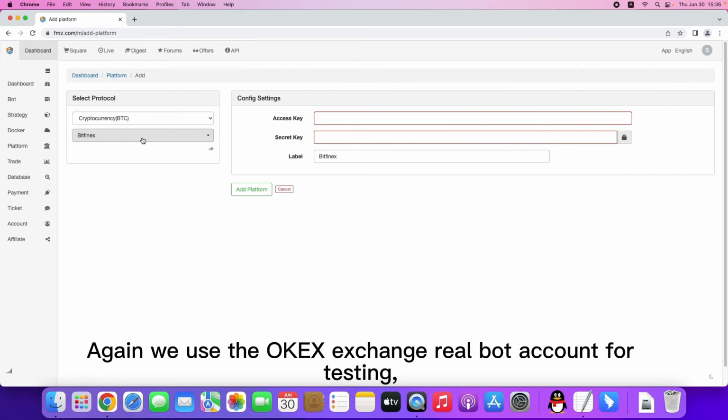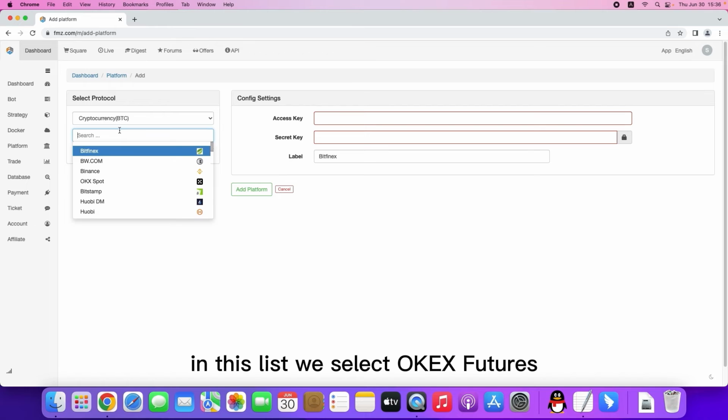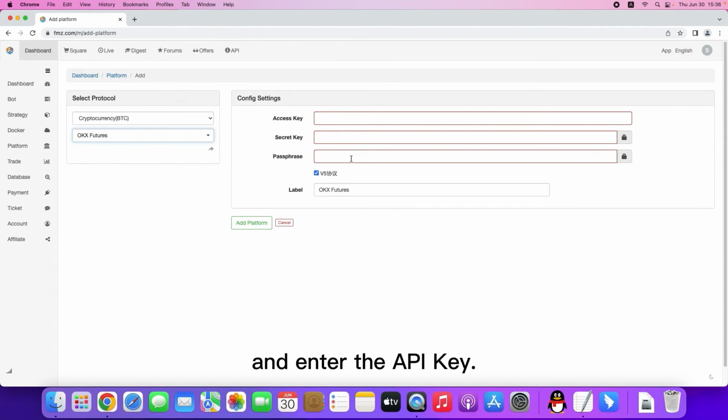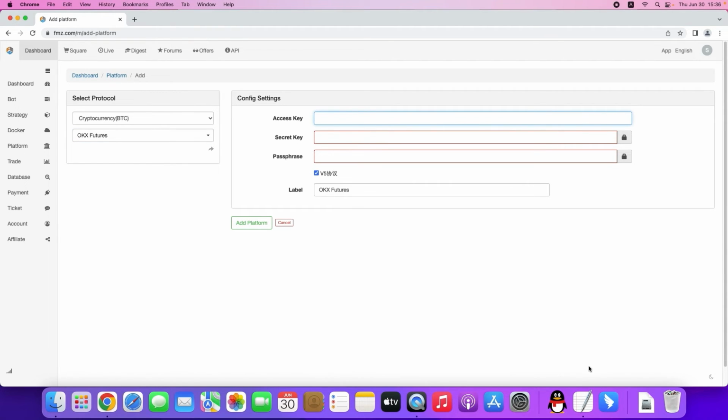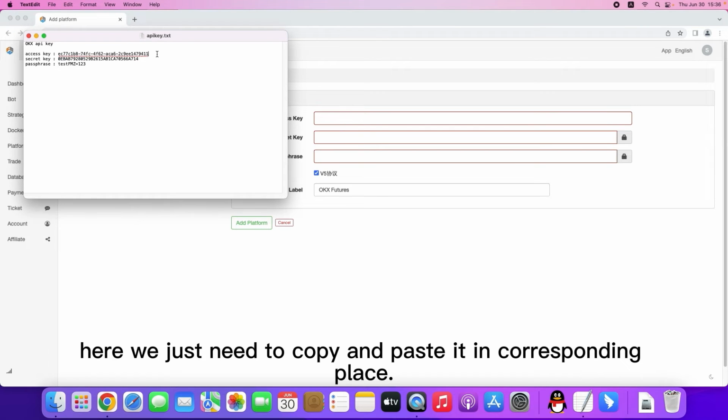Again, we use the OKEX Exchange real bot account for testing. In this list, we select OKEX Futures and enter the API key. Since we have already prepared the API key in advance, here we just need to copy and paste it in the corresponding place.